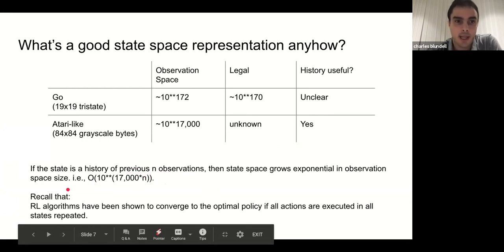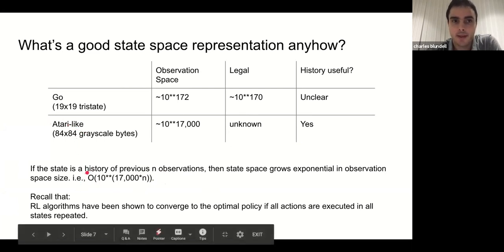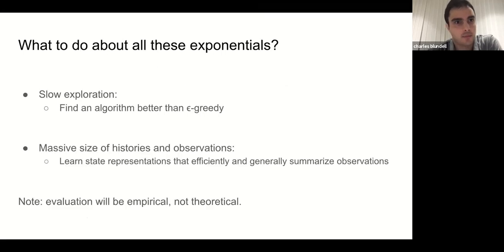So if we take all of this into account and we define a state space naively, we can see that there's a very, very large state space. And yet, if we want to find the optimal policy or get something that converges to it, we need to execute all actions in all states. And then if we combine that with the exponential time exploration that we see in epsilon greedy, things don't look good. This seems quite tricky. So what are we going to do?